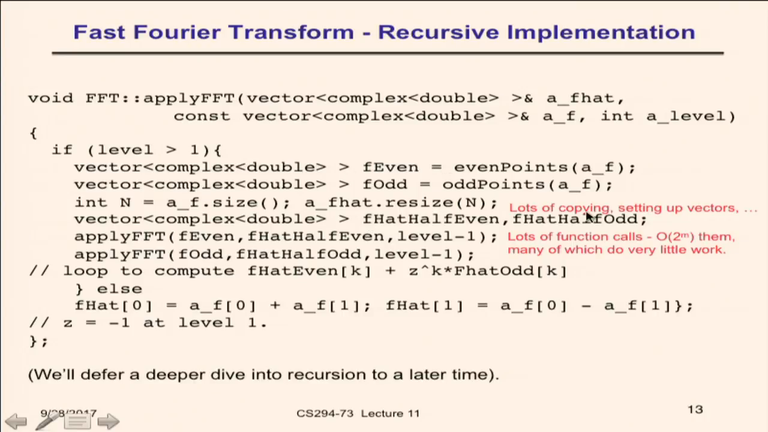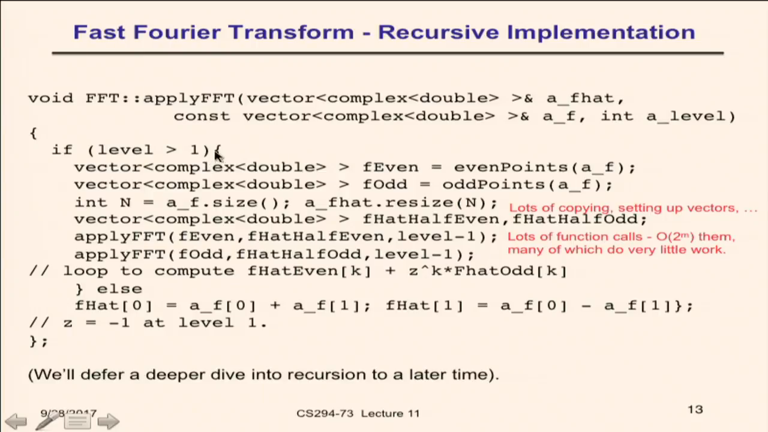So I'm doing lots of copying here and setting up vectors. This does not look very efficient. It's still order n log n, but it looks messy. And then I apply FFT. I call this function again, but with inputs that are half the size, and with the level, which is keeping track of how far down I've gone, decremented by 1. And then I have a loop that computes f hat even plus z to the k times f hat odd. I suppress that. That's just arithmetic.